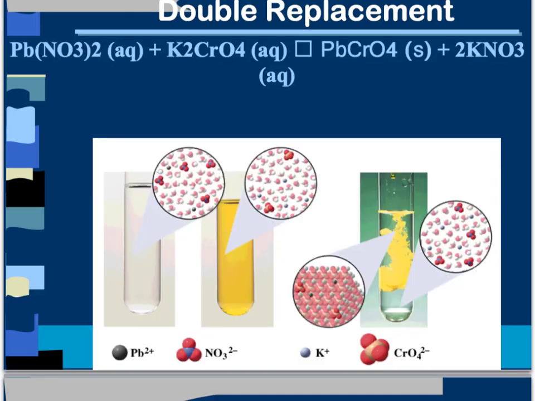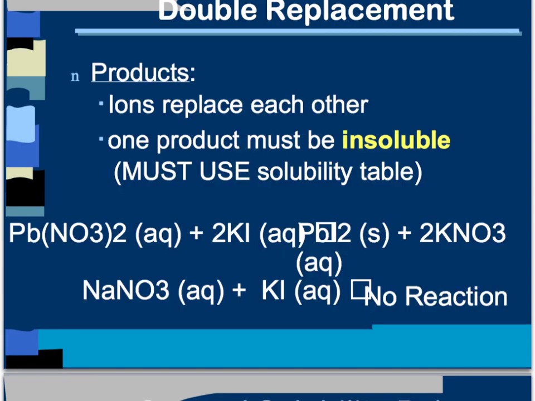Here is a classic example of a double replacement reaction. Notice the lead starts off over here with the nitrate, but if you look on the product side, lead has hooked up with the chromate over here. Over here we have the potassium and the chromate together, but they've just switched places and now the potassium's hooked up with the nitrate over here.